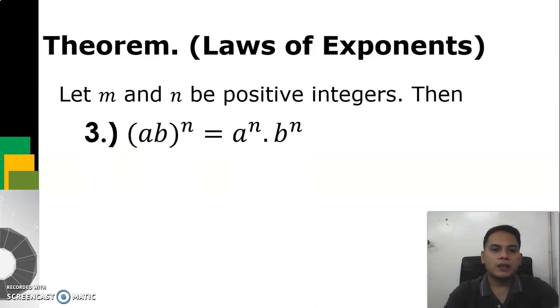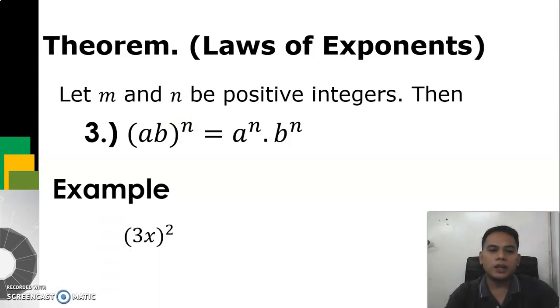Another one is ab, quantity to the n. What we have here is a multiplication of bases, so we will just distribute the exponent. So we have a to the n times b to the n. For example, we have 3x, quantity squared. We will distribute the exponent, so we have 3 squared times x squared. So we have 9x squared.